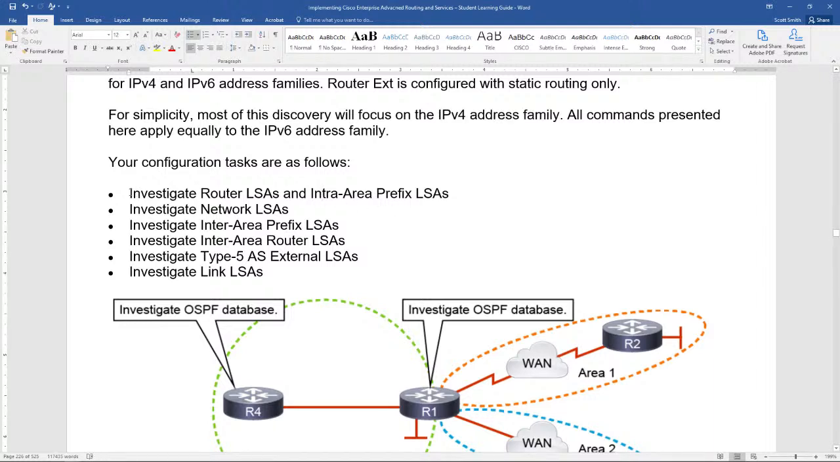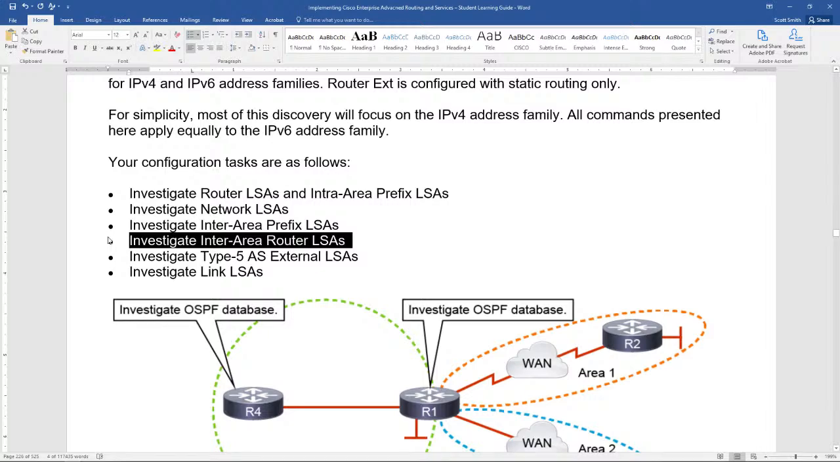So we're going to investigate the router LSAs. Those are my type 1s. We're also going to take a look at the intra-area prefix LSAs. Those will be the ones in IPv6 or OSPFv3 that stay within the area. We're going to take a look at the network LSAs, which are my type 2s, generated by my DRs. We're going to take a look at the inter-area prefix LSAs, which are basically my type 3s. We're also going to take a look at the inter-area router LSAs. Those would be basically my type 4s, right?